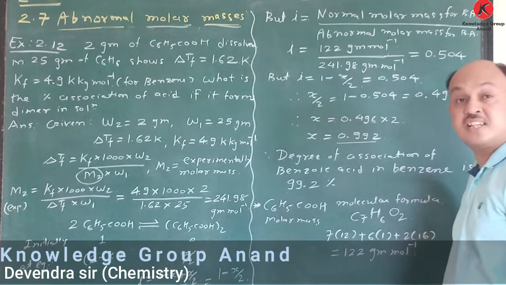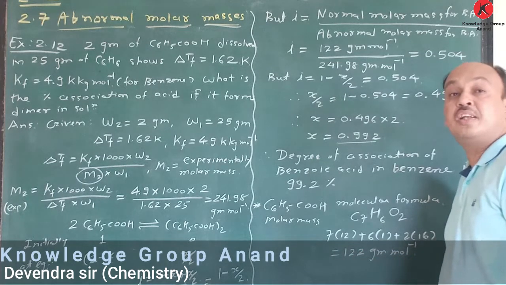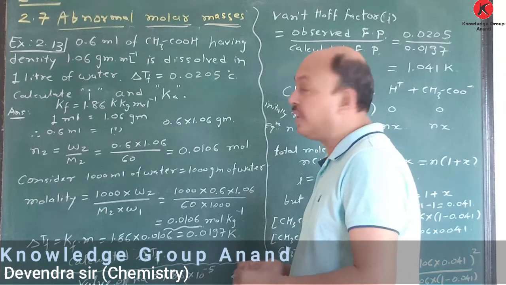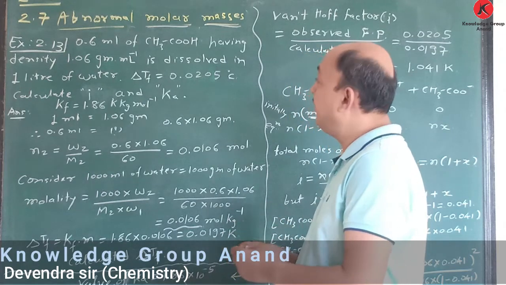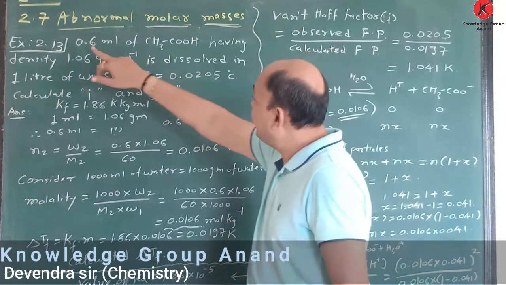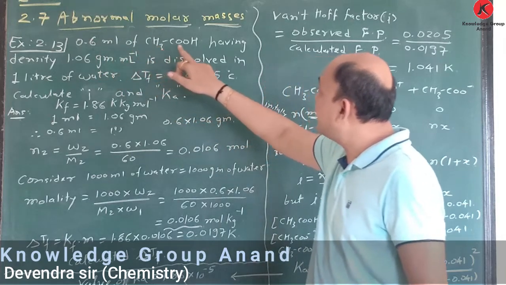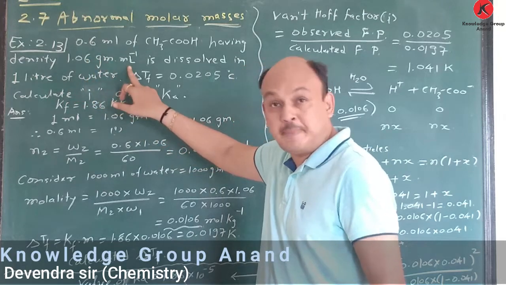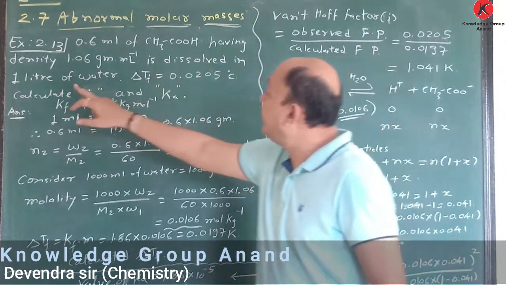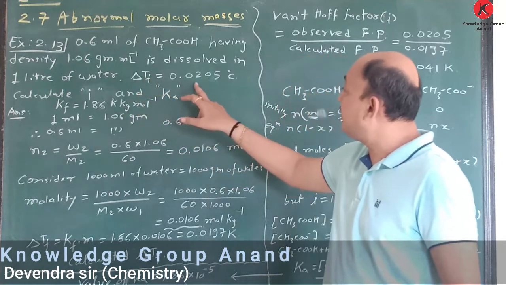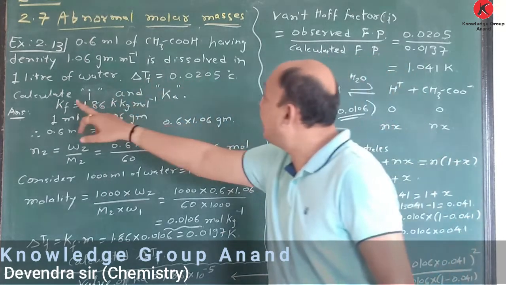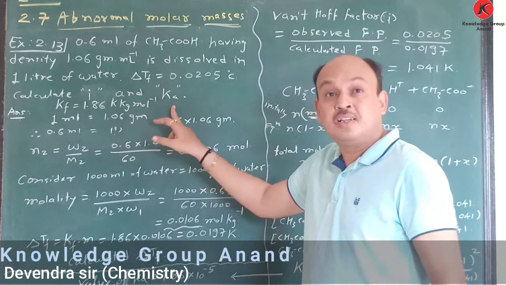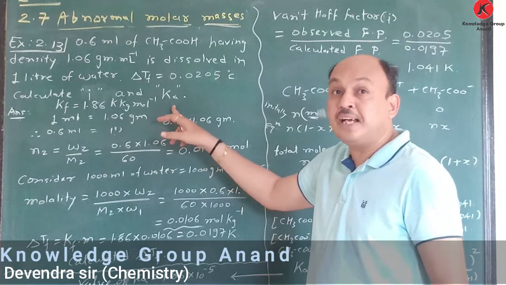Now we move on to the next example 2.13, which is the last example of this chapter. Example number 2.13 is very important. Just you see, 0.6 ml of CH3COOH, called acetic acid, having density 1.06 grams per ml, is dissolved in 1 liter of water. ΔTf is equal to 0.0205 degrees Celsius. Calculate i and Ka. i means van't Hoff factor and Ka means dissociation constant of acetic acid.